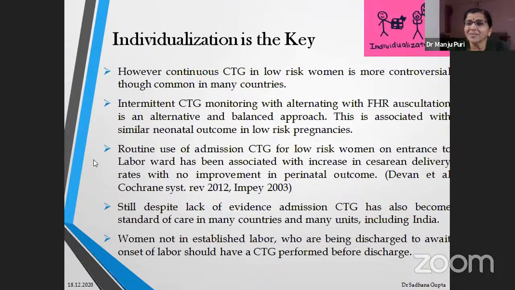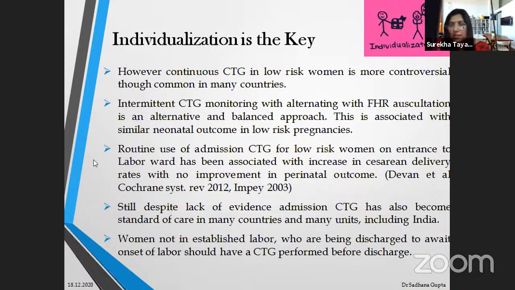Yeah, that's fine. Can I add one thing here? Please do add. I surely agree with most of the panelists that admission CTG is not needed in low risk patients, and of course for the high risk, different guidelines are there, and that should be followed.